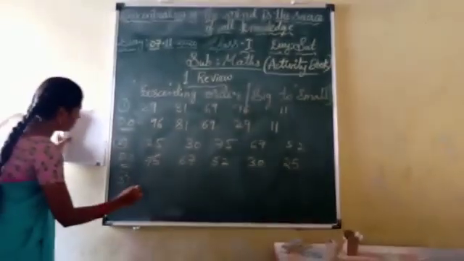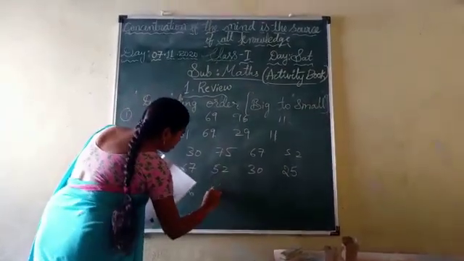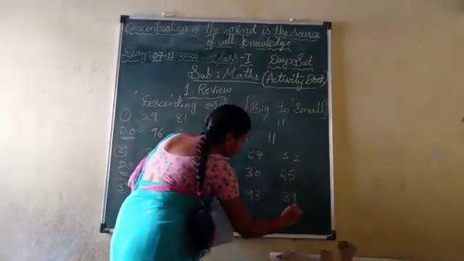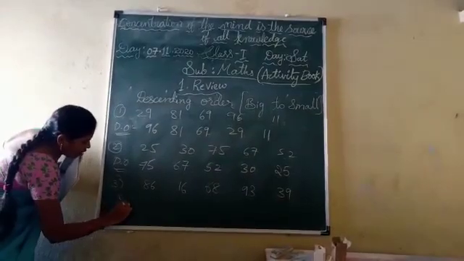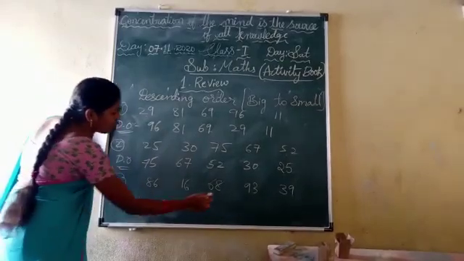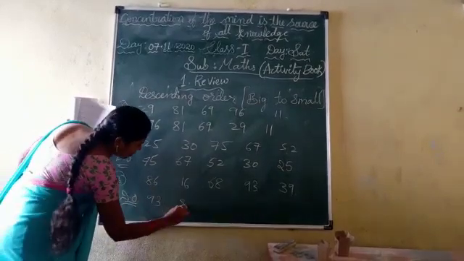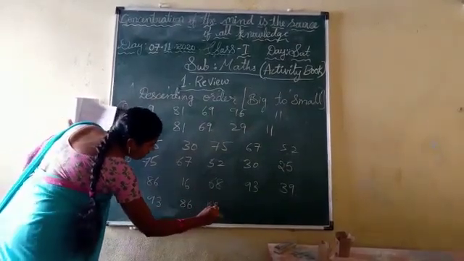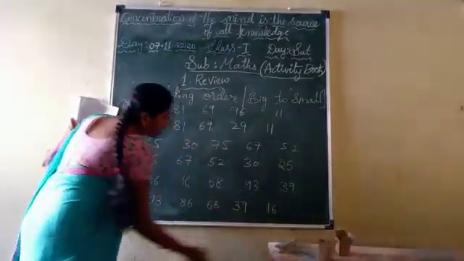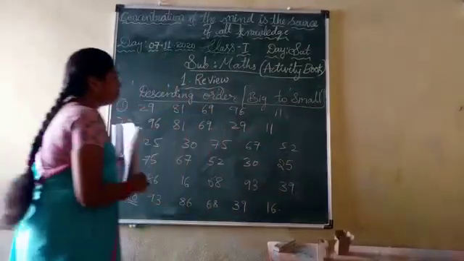Next, see the third one: 86, 60, 68, 93, 39. Descending order means again big number to small number. Here which number is big? 93. So first we have to write 93. After 93, 86. After 86, 68. Next 39, and the last one is 60. Like this we have to write descending order. Descending order is nothing but big number to small number.